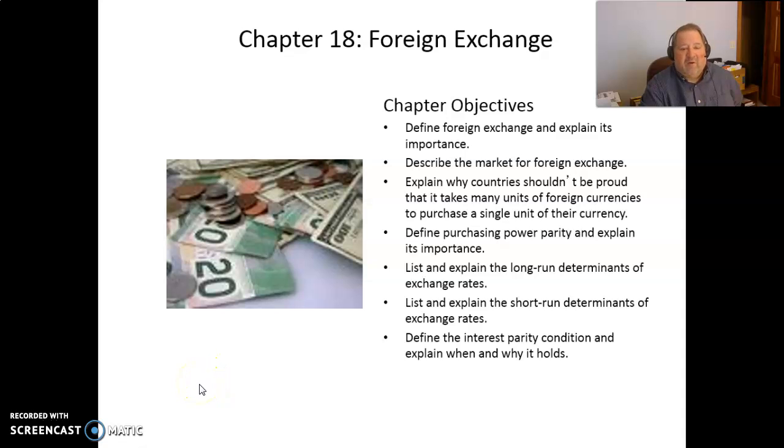This week our focus is Chapter 18, Foreign Exchange and the Foreign Exchange Markets. And this slide gives some of the objectives that we'll be trying to achieve during this week. Also, I would encourage you to download the Chapter 18 notes that I provided in Moodle for you. They are fill in the blank and will help you as you prepare for the final exam.